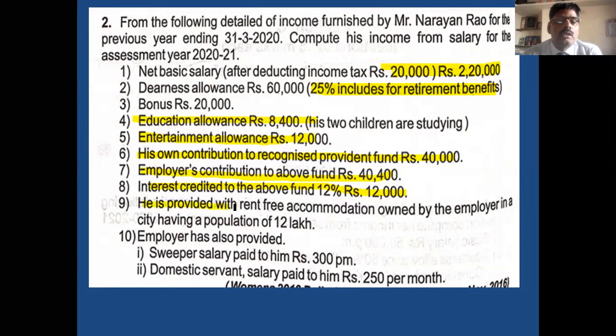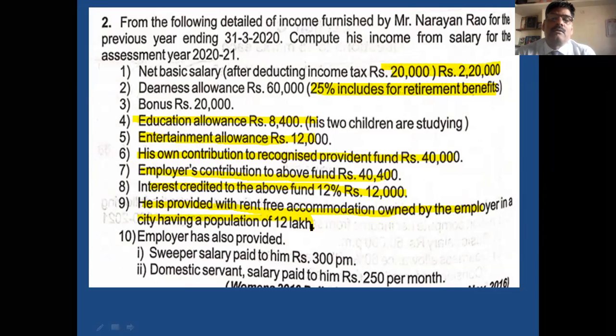Then he is provided with rent-free accommodation owned by the employer. You see this point. The house is provided free of rent by the employer, and that house belongs to the employer. And that house is situated in a city having a population of 12 lakh. Regarding rent-free accommodation, I explained in the class. For a government employee, first, what is the calculation? Then the non-government employee. In the non-government employee case, the house is owned by the employer.